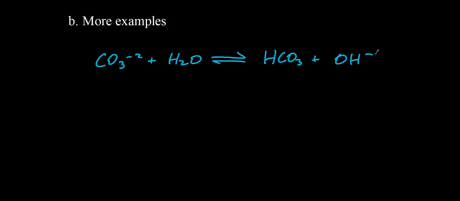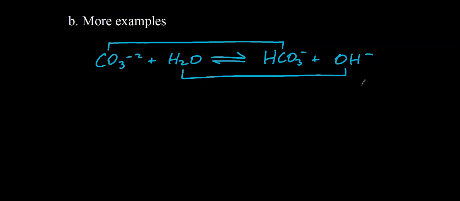So let's start with CO3 -2. Which substance differs from that by 1 H plus? Well, that, of course, is HCO3. Whoops, I forgot a sign there. HCO3 negative. So those are conjugate pairs. What differs from H2O by 1 H plus? That, of course, would be OH minus. So I'm going to link those two together.